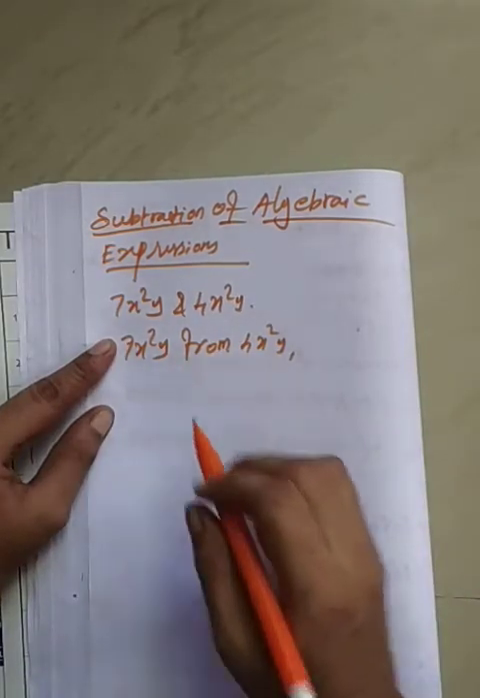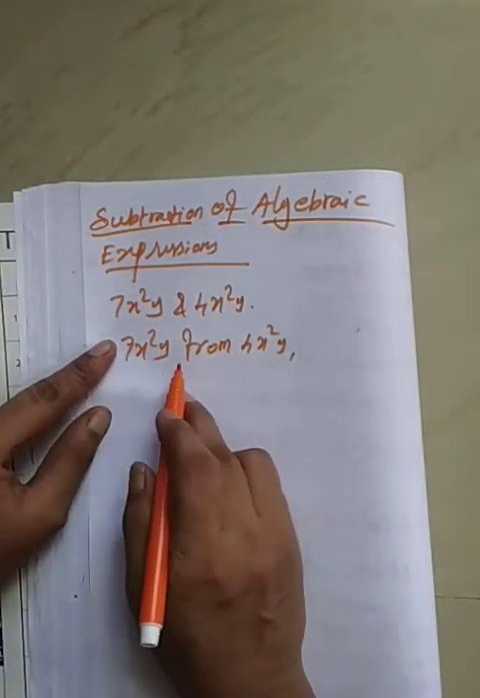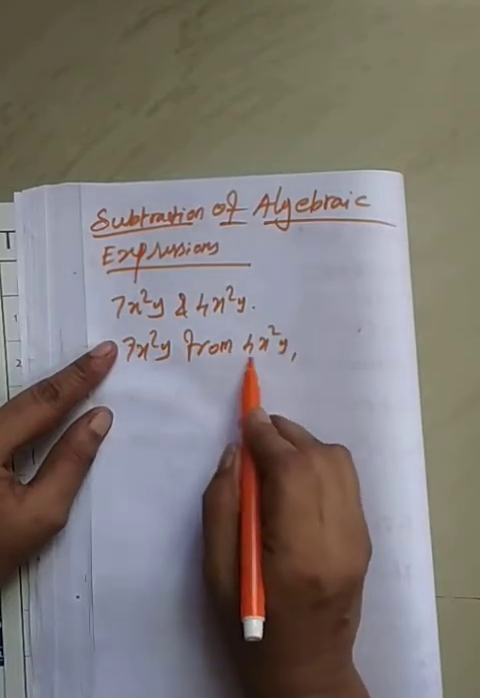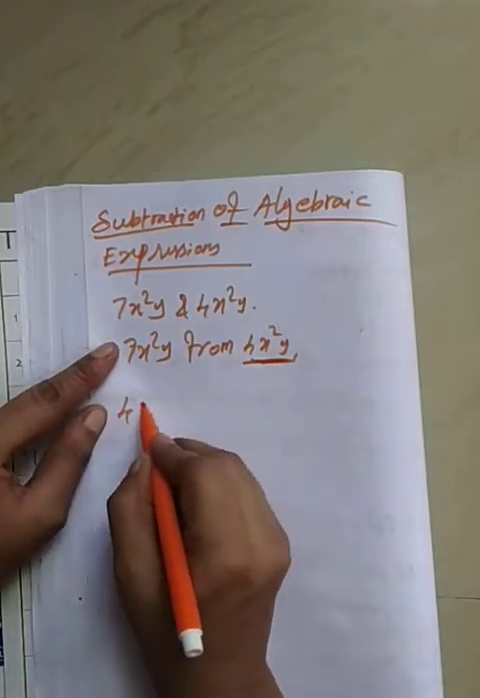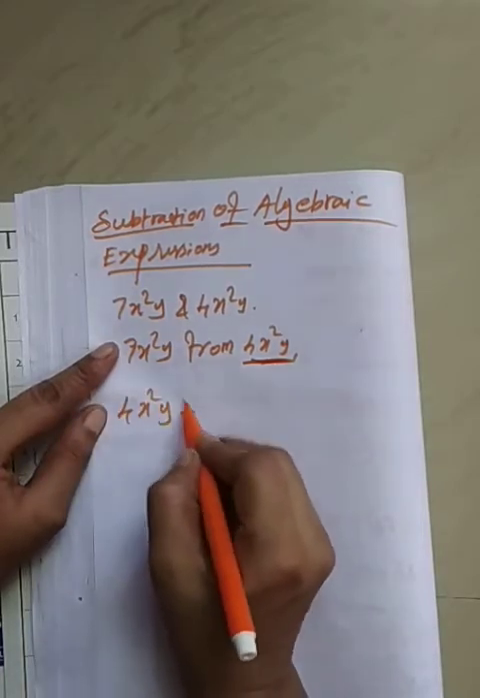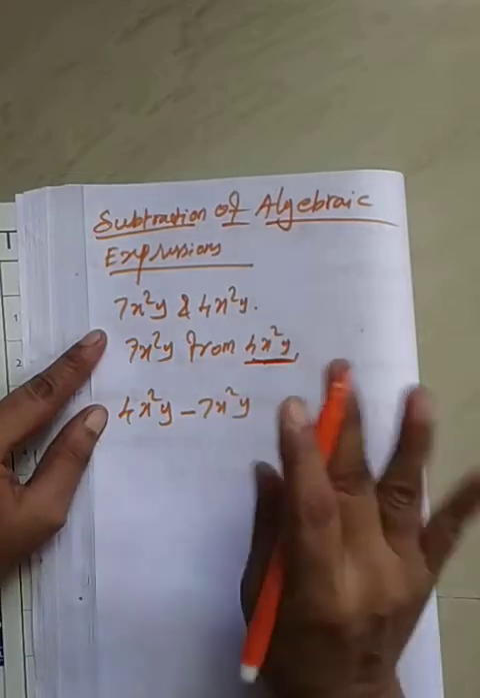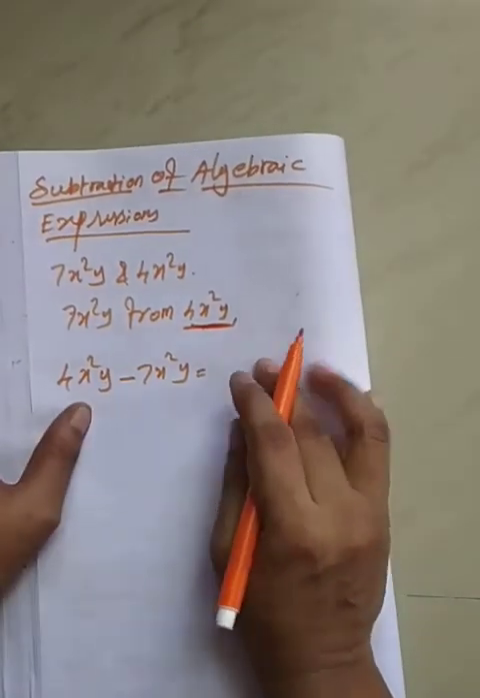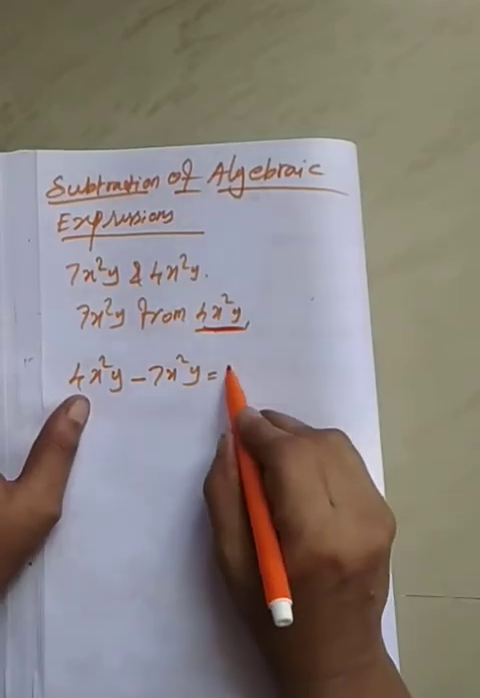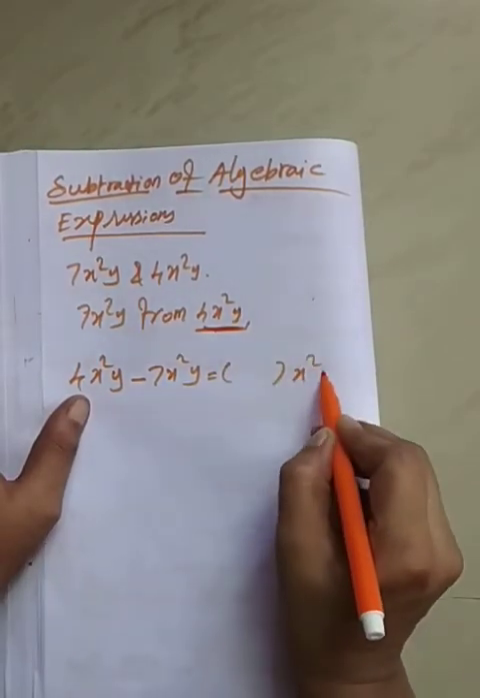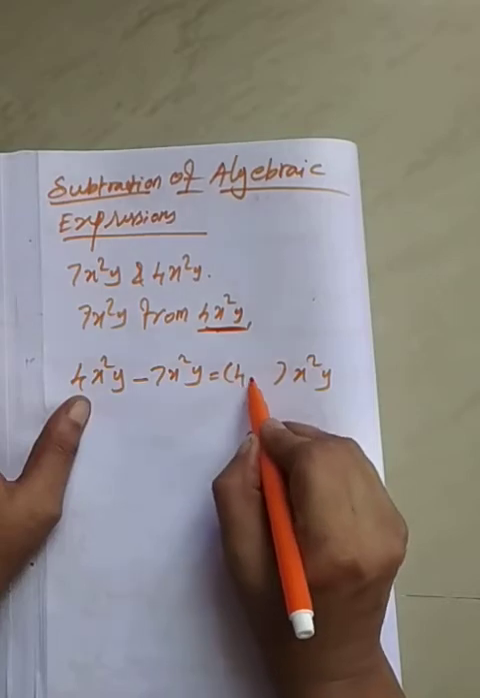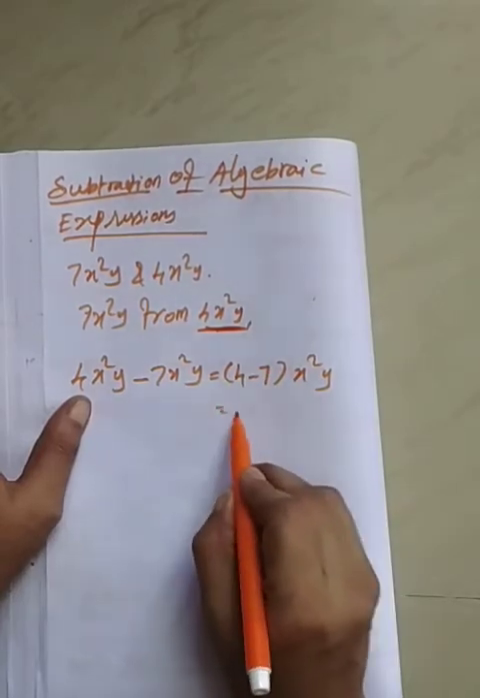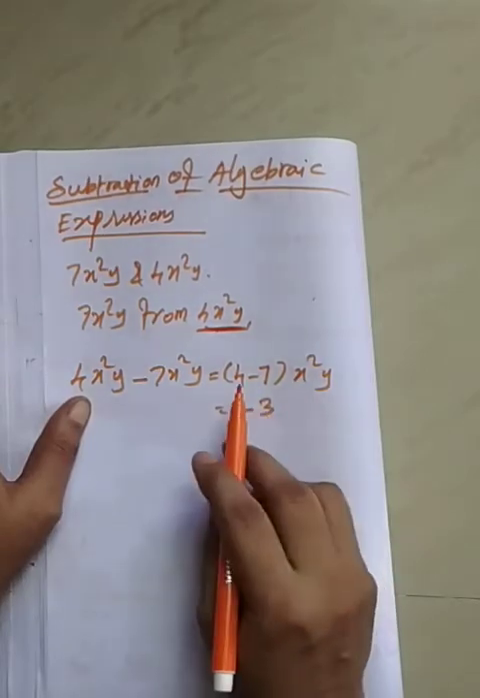see here, 7x squared y from 4x squared y. From 4x squared y means first of all you write 4x squared y subtract 7x squared y. Clear? Okay. Now in this one, which value is common? x squared y is common. So you have to write x squared y. Write the remaining numbers, 4 minus 7. What is 4 minus 7? Minus 3. Everybody knows this.